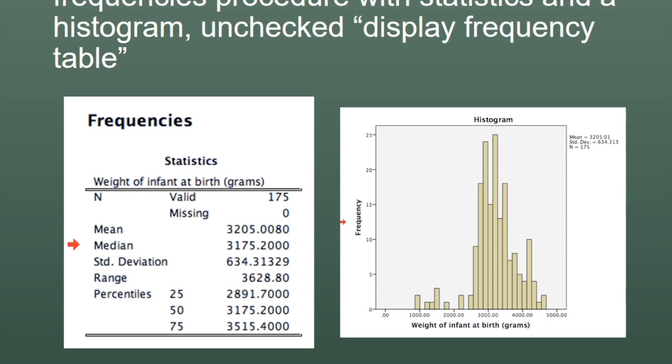In this case, I also unchecked the display frequency table. So that table that shows the number who responded with each response and the percent did not appear in the output, but we do have a histogram, so that would come after those statistics. And here, this is just showing the number that responded with each different weight at birth in grams. And then along the right side of that table is the mean, standard deviation, and the number in the sample size.